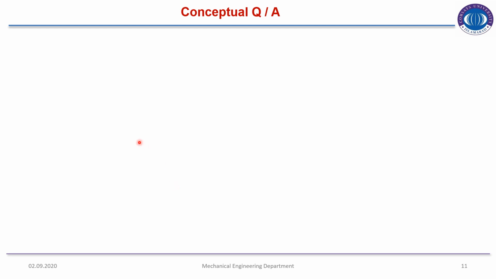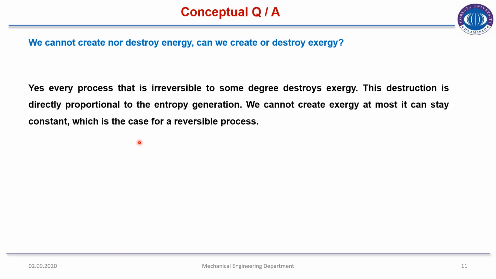So conceptual question answer. The conceptual question answer is we cannot create nor destroy energy. Can we create or destroy exergy? So we know that energy is equal to available energy and unavailable energy. So energy is the sum of available and unavailable energy. Available energy is also known as exergy.